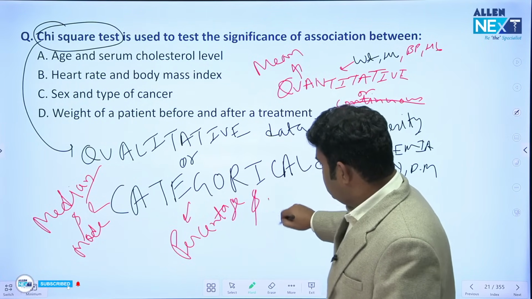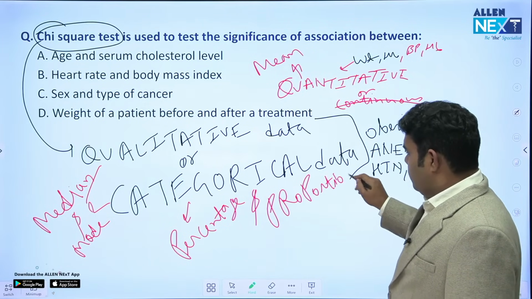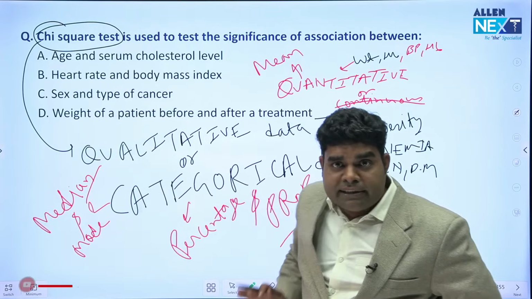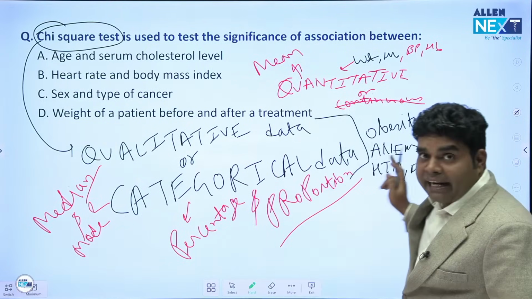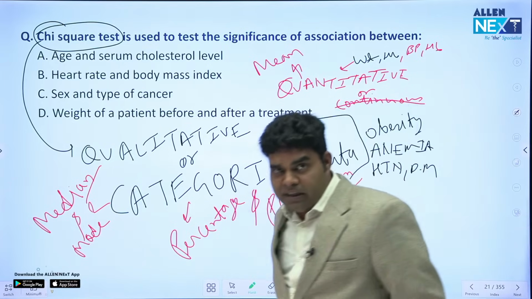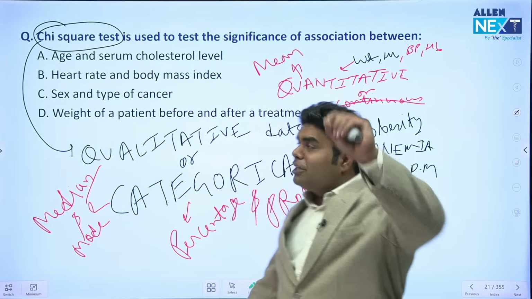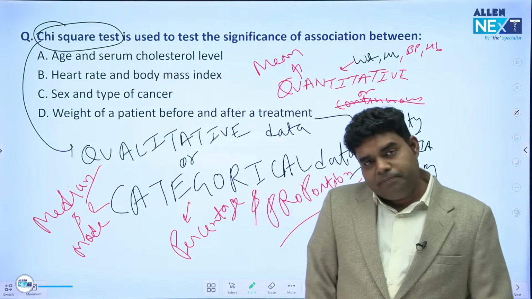Percentage and proportion are the way for describing categorical data. Like I can say 20% of students in this class are obese. So 20%, 20 out of 100. Obese is categorical data and I'm using percentage. Okay. So now, this chi-square test, as I said, is used for qualitative data.